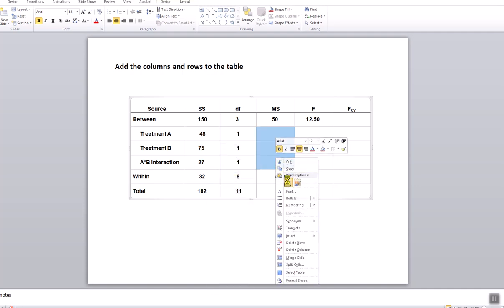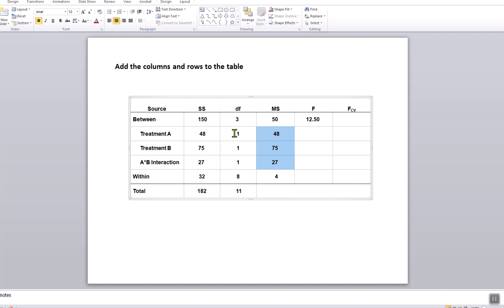And the reason why is because the degrees of freedom for each one of these is 1. 48 divided by 1 is 48. 75 divided by 1 is 75. 27 divided by 1 is 27. Now we're going to take each one of these and divide it by 4, and that gives us the answers that we want. And we're almost done. Just a couple more minutes of the video left.